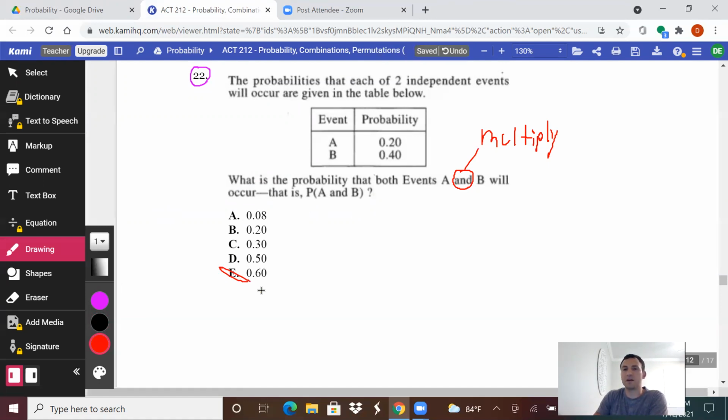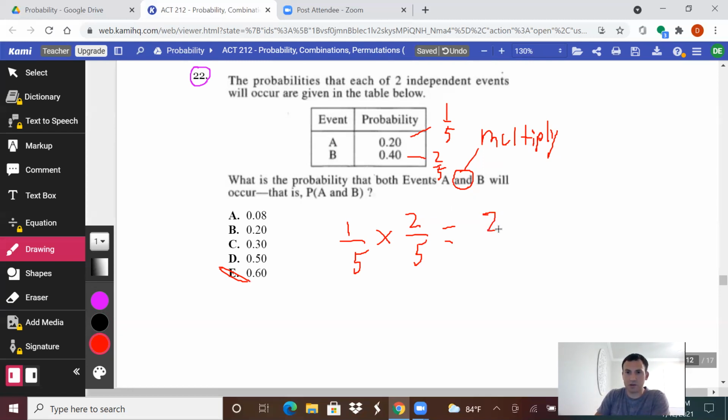No, that would be if we're happy with either A or B occurring. Then we would add. But the probability of both happening, where event A is a 1 out of 5 chance, and this bottom one is a 2 out of 5 chance, is reduced, right? It's harder for 2 things to happen than just one of them to happen. So that's why AND is always lower.